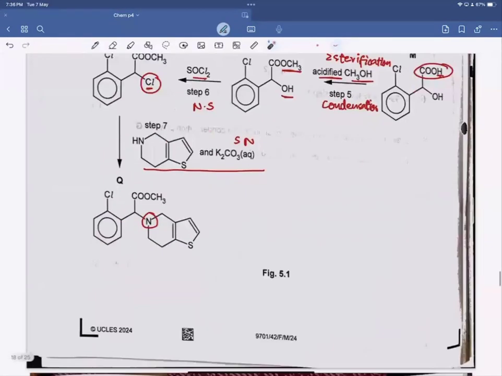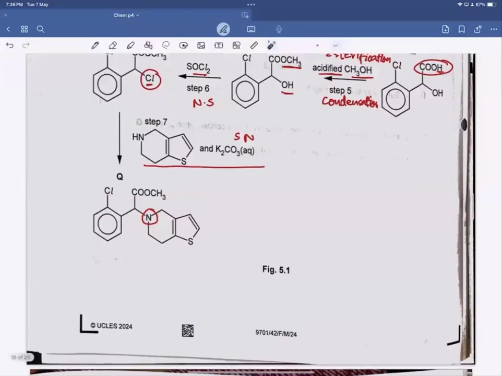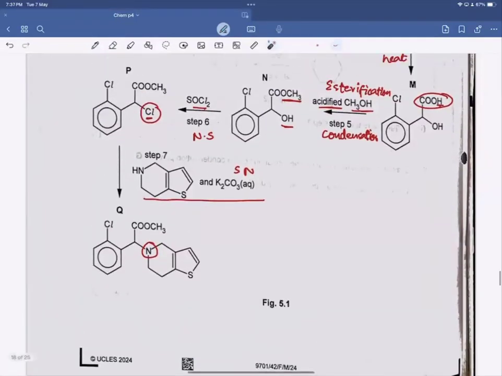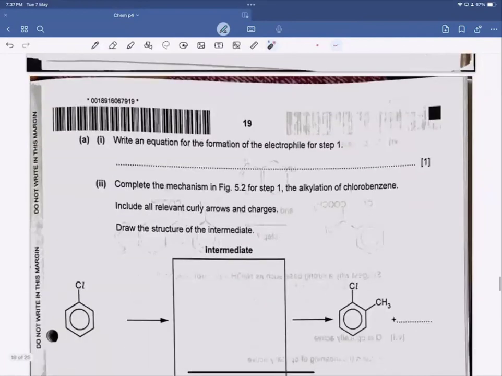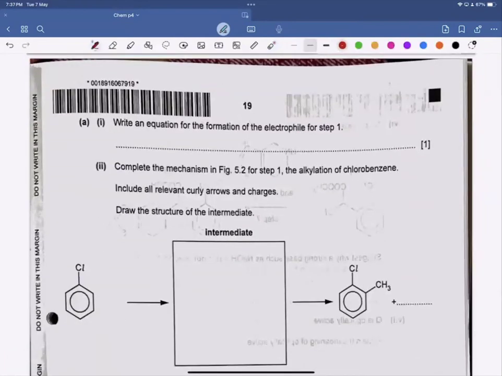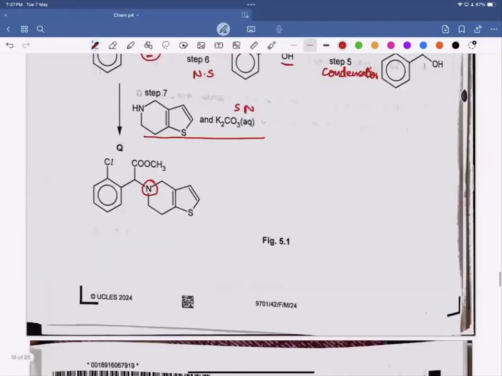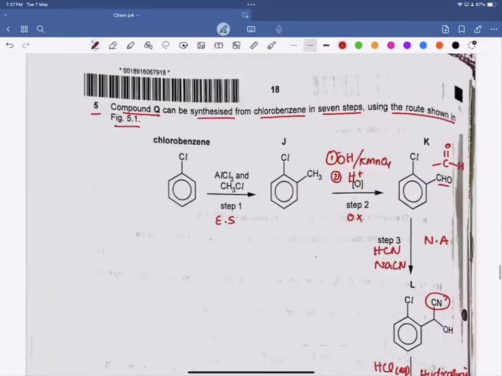Okay, so here we got the nucleophilic substitution. Now in part A, let's see what they are asking. Write an equation for the formation of the electrophile for step 1. In step 1, methyl is being substituted, and they have used these two.